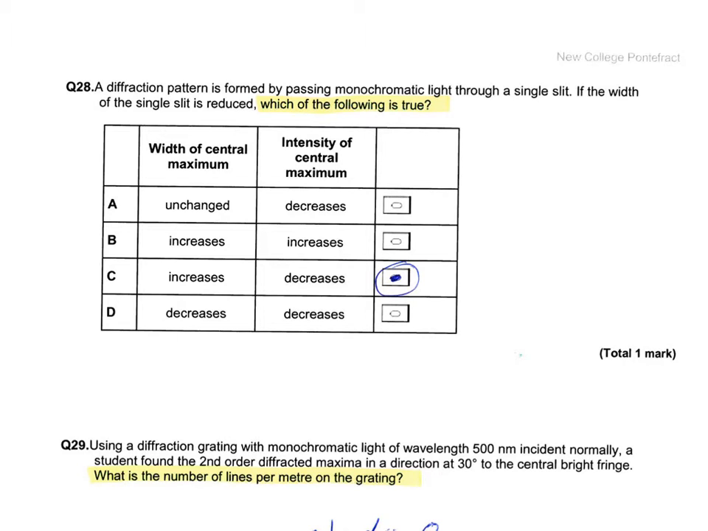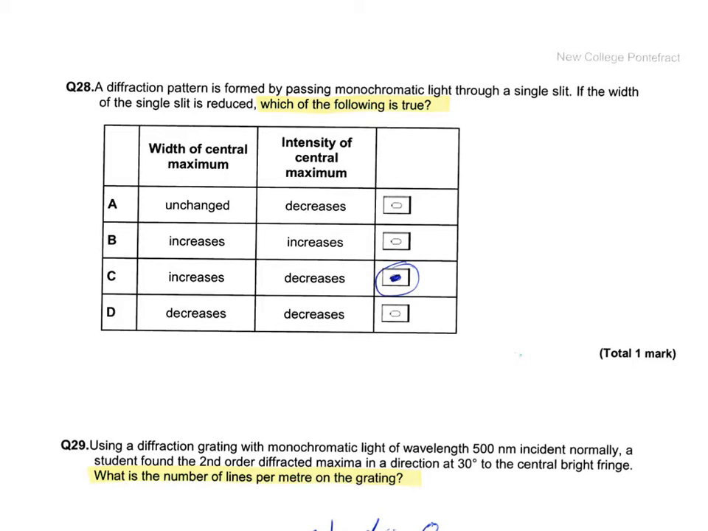So this is Waves Homework Booklet question 28 and 29, a couple of multiple choice questions. In 28, we've got a diffraction pattern being formed by monochromatic light going through a single slit. If the width of the slit is reduced, which of the following is true? What will happen? So we're being asked about the width of the central maximum and the intensity.